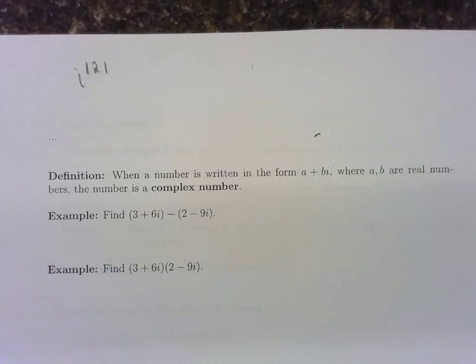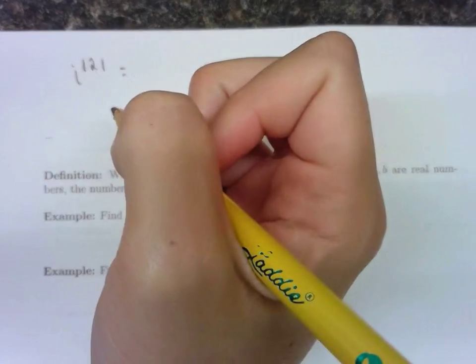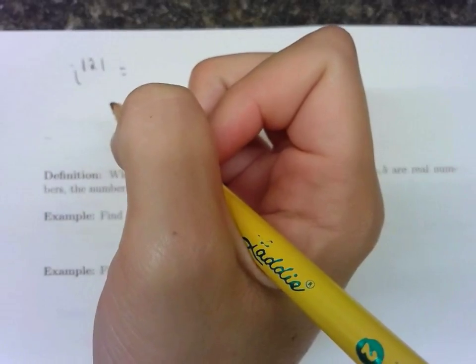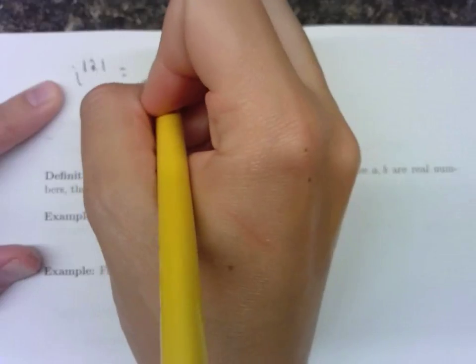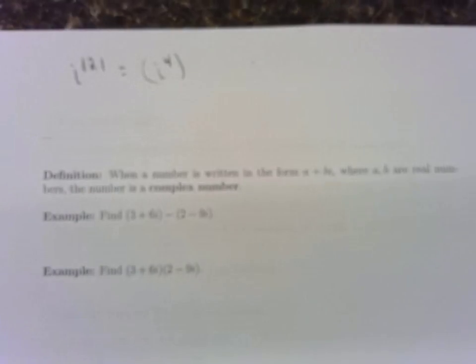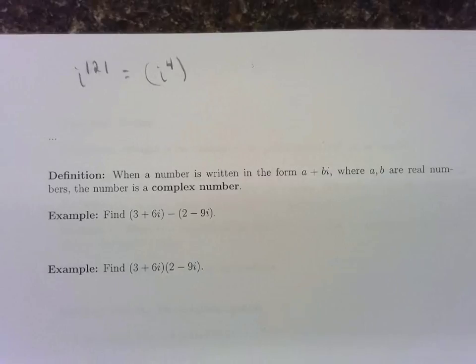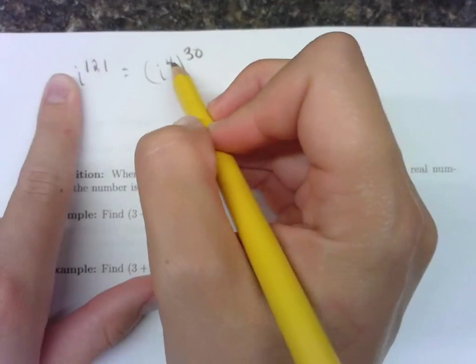Okay, we know it has to be one of four answers: i, negative 1, negative i, or positive 1. So we want to write this in terms of i squared, i cubed, or i to the 4th. Well, this is i to the 4th. How many times? We have 120 divided by 4, which is 30. So 120 is i to the 4th, 30 times.